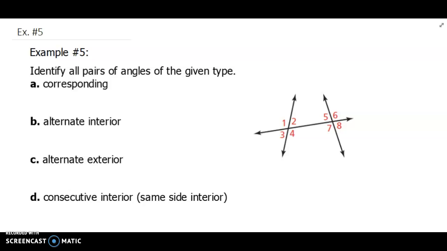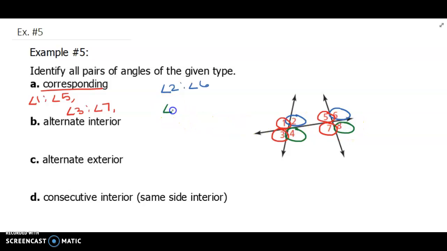All right, notice corresponding angles, guys, they're in the same corresponding positions. So 1 is in the top left and 5 is in the top left. So I can say angle 1, angle 5. 3 is in the bottom left, 7 is in the bottom left. So angle 3 and angle 7. Then 2 is in the top right and 6 is in the top right. So angle 2 and angle 6. And 4 is in the bottom right and 8 is in the bottom right. So angle 4 and angle 8.